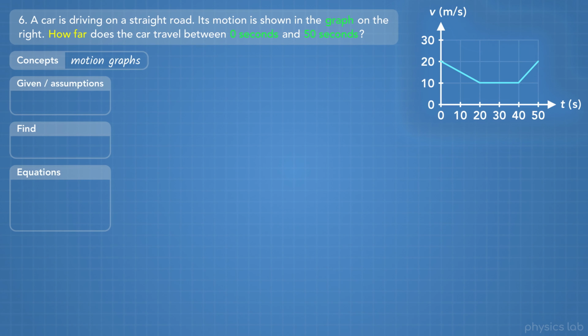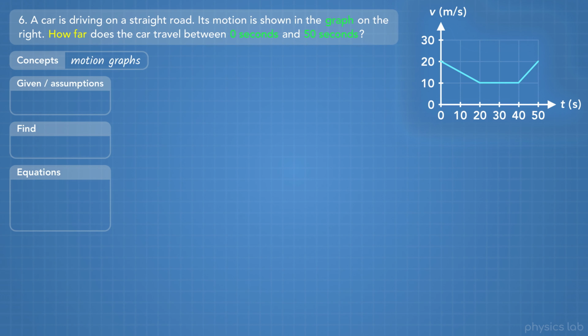Here's another question involving motion graphs, so let's take a look at the graph. The horizontal axis is time in seconds, and the vertical axis is velocity in meters per second. So we have a velocity time graph. The car is driving on a straight road, and we can see its velocity starts at 20 meters per second, then it slows down to 10 meters per second, and stays there for a bit, and then it speeds up to 20 meters per second.